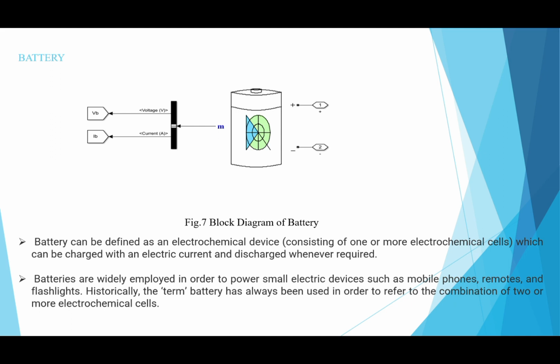This is battery. A battery can be defined as an electrochemical device consisting of one or more electrochemical cells which can be charged with electric current and discharged whenever required. Batteries are widely employed to power small electric devices such as mobile phones, remotes and flashlights. Historically, the term battery has always been used to refer to the combination of two or more electrochemical cells.